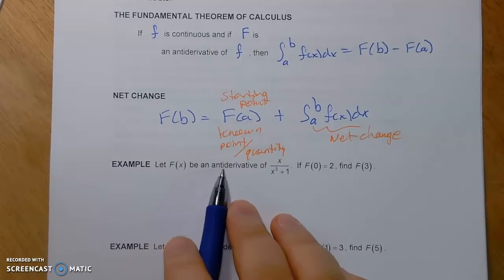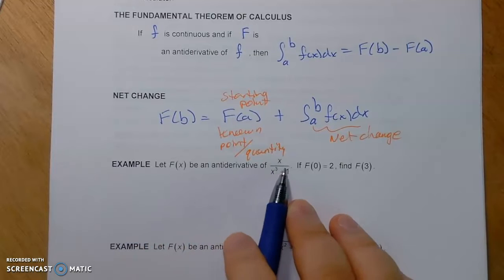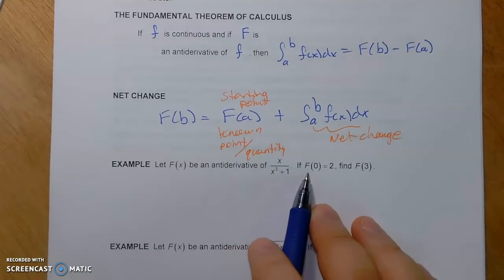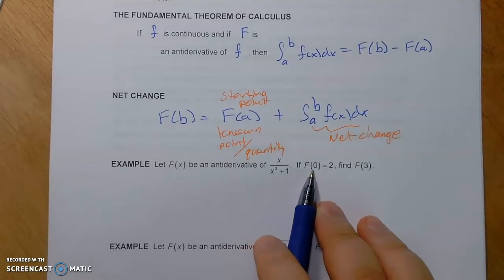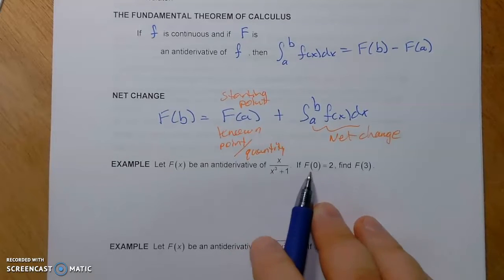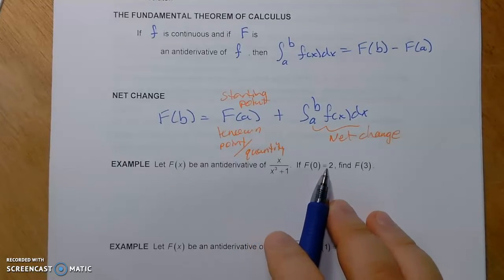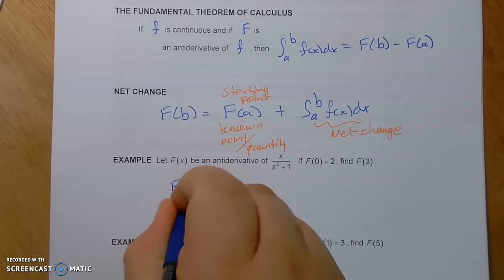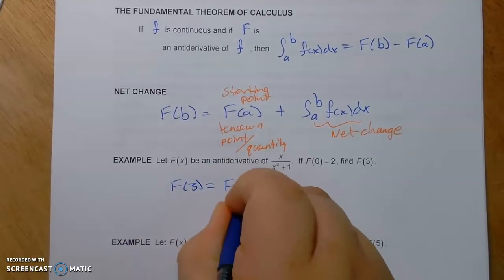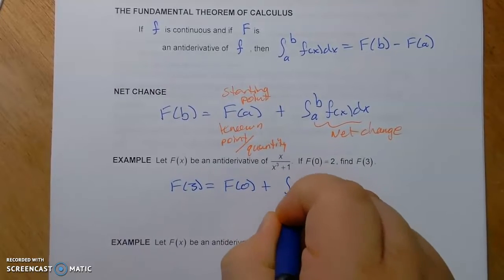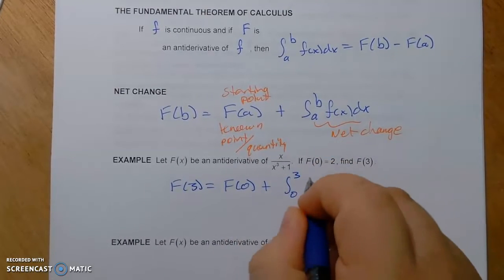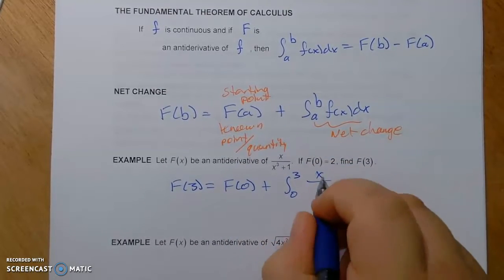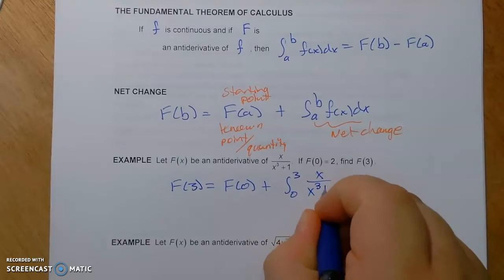So let's look at this. Let F of x be an antiderivative of x over x cubed plus 1. If F of 0 equals 2, find F of 3. Okay, so we're looking for F of 3. We know F of 0, so we need the change from 0 to 3. And then our rate of change is x over x cubed plus 1.